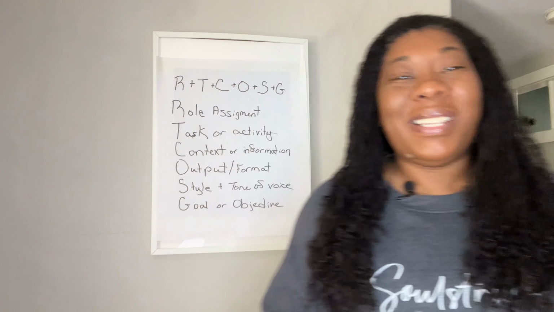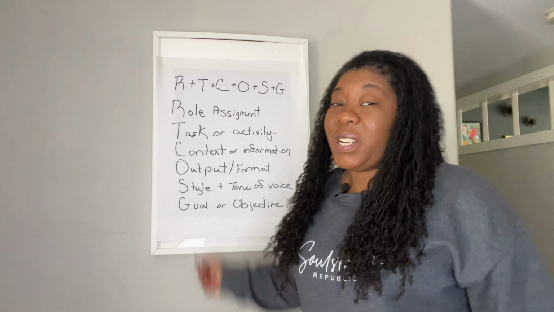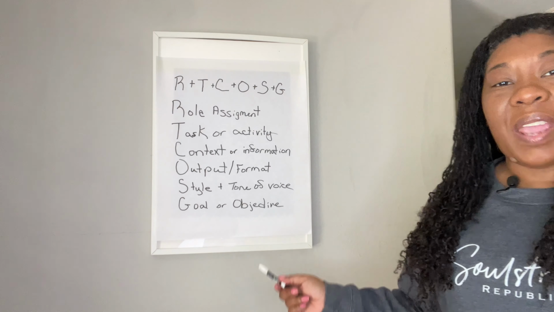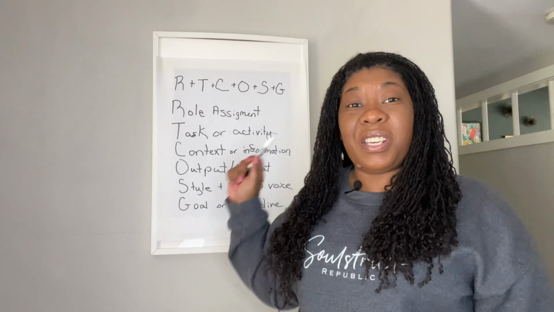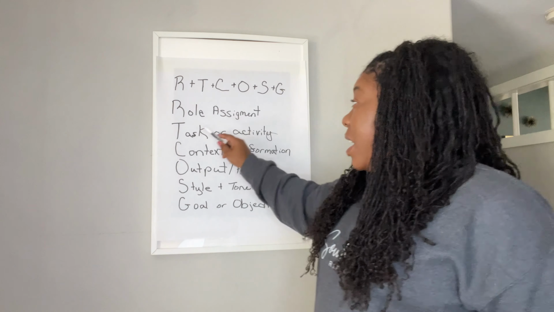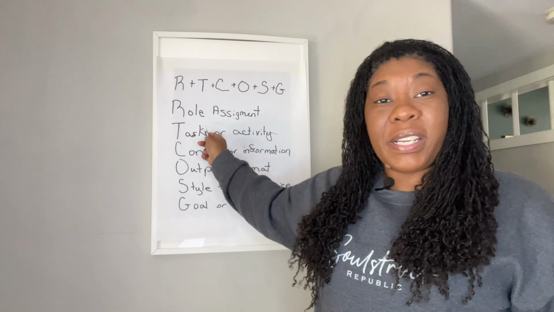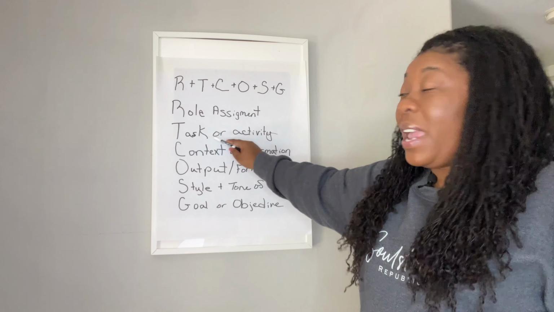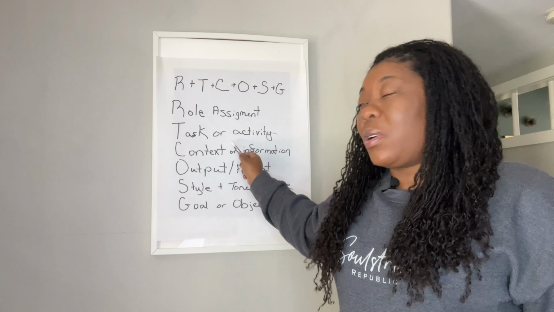So this is our formula, the perfect ChatGPT formula to create the best prompt to get the best response. Assign ChatGPT a role or identity. Make sure you give it a clear task that it needs to accomplish.